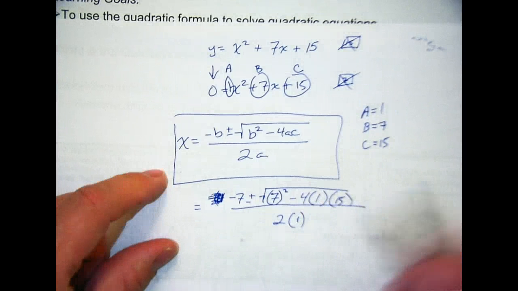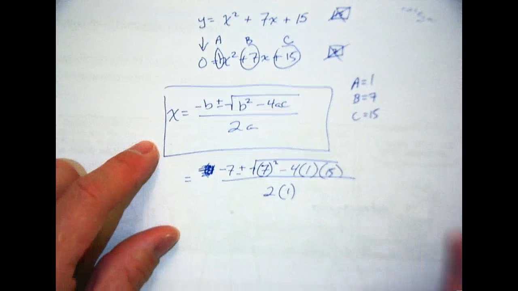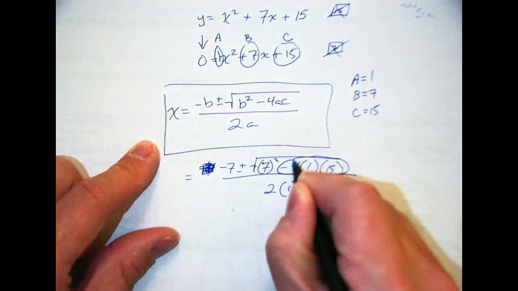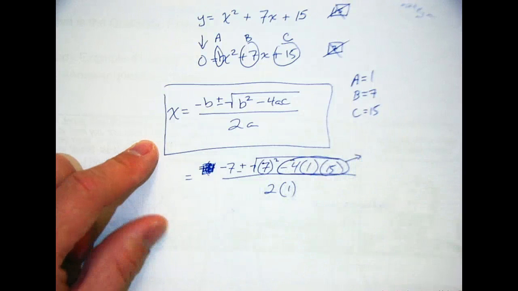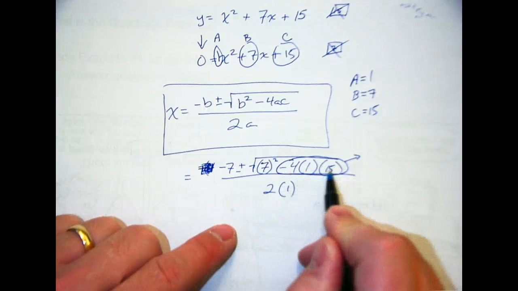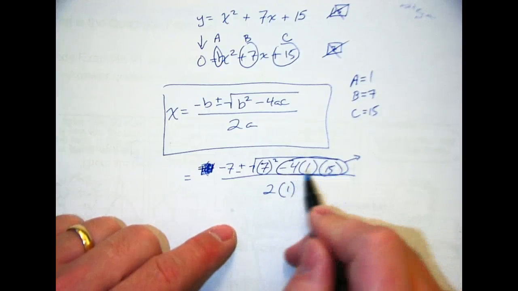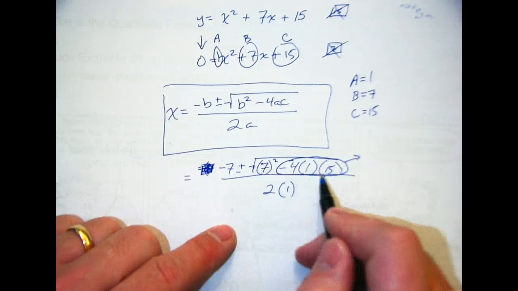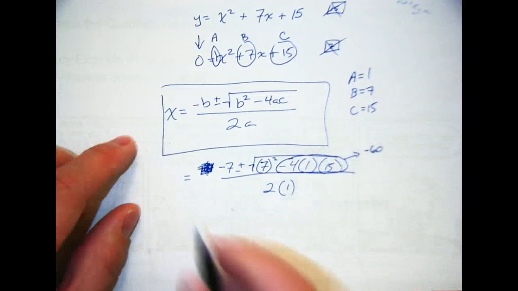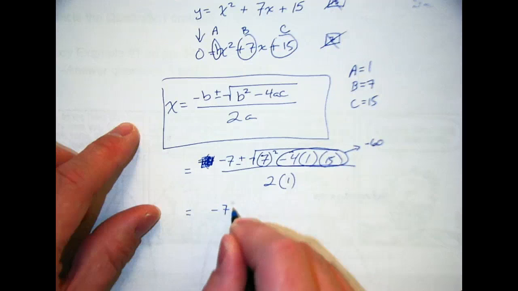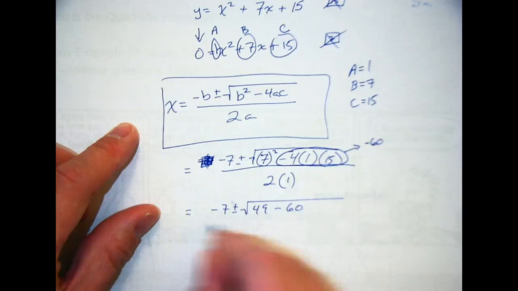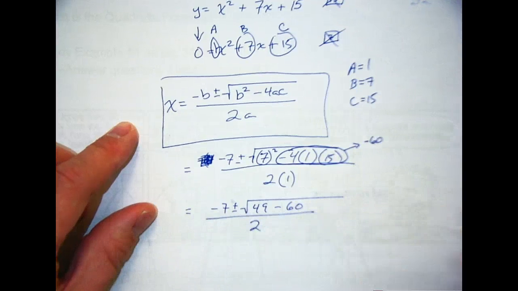Now, the place where a lot of students make mistakes is right here. I'm going to circle this, and I usually always circle this and just off to the side put what its value is. Notice I circled the negative. This is a negative times a positive times a negative. This is a negative value, right? Negative 4 times 1 is negative 4, times 15 is negative 60. So I now have negative 7 plus or minus the square root of 49 minus 60 all over 2.